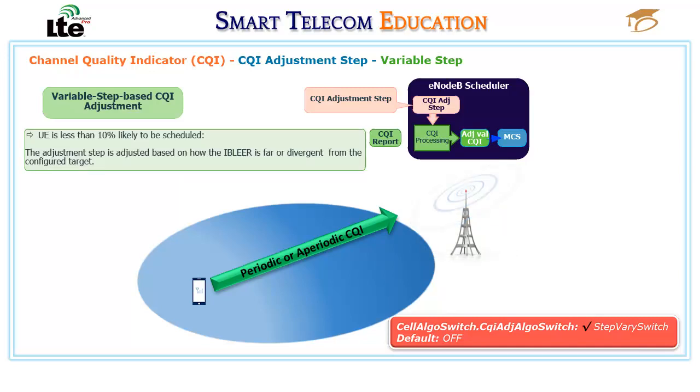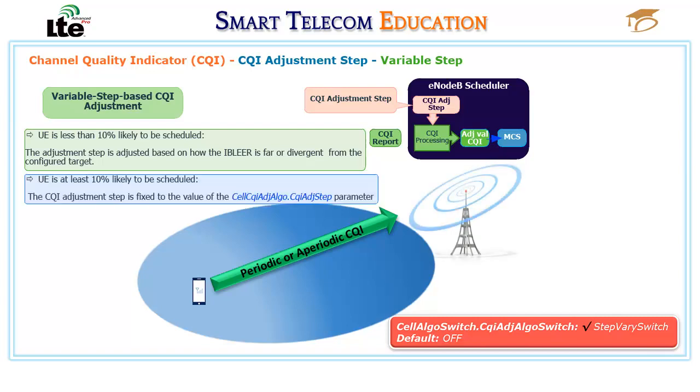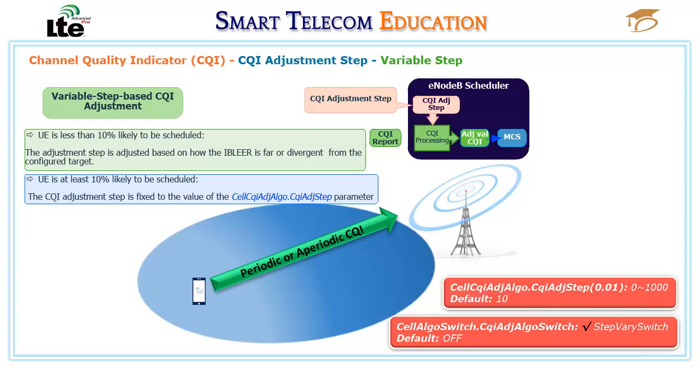If the UE is less than 10% likely to be scheduled, this means that the UE is not accessing many downlink services. The CQI adjustment step is adjusted based on how far the CQI is from, or divergent from, the configured target. The farther the CQI is from the target, the larger the adjustment step, which helps the CQI more rapidly approach the target. If the UE is at least 10% likely to be scheduled, this means that the UE is accessing many downlink services. The CQI adjustment step is fixed to the value of the CQI adjustment step parameter.